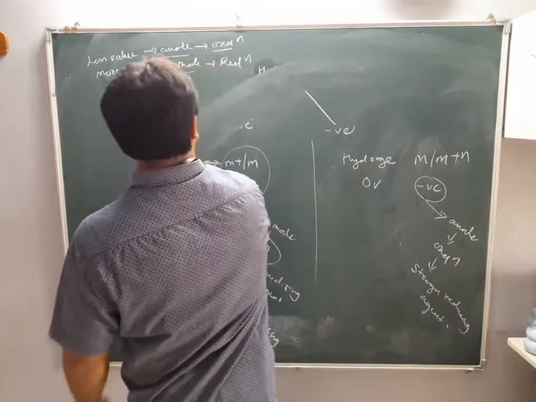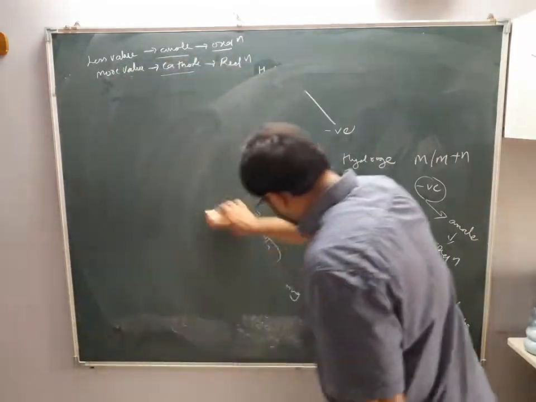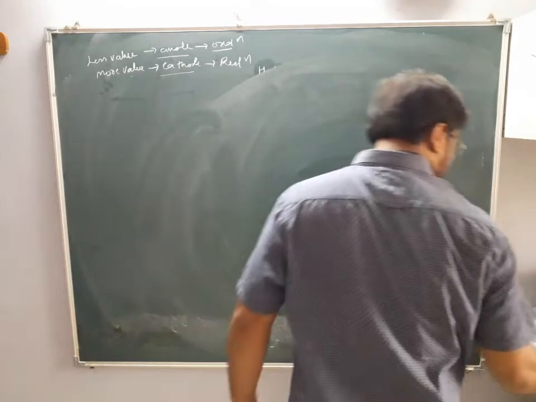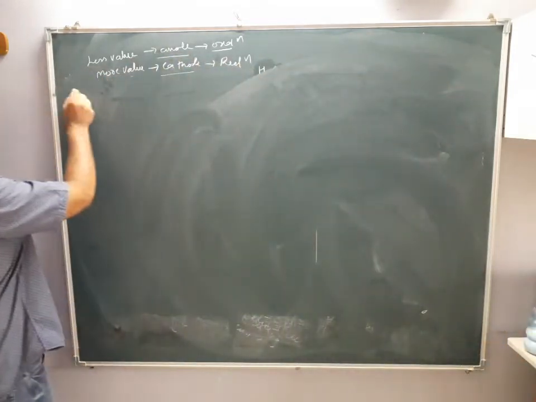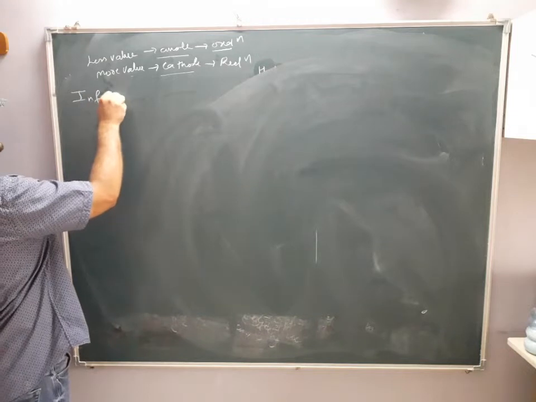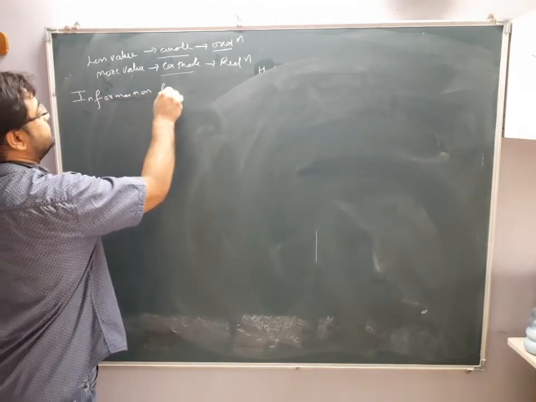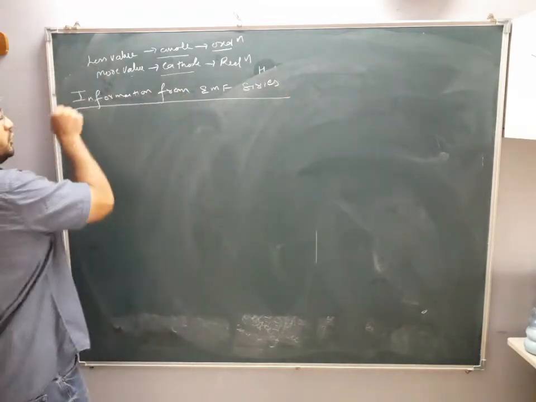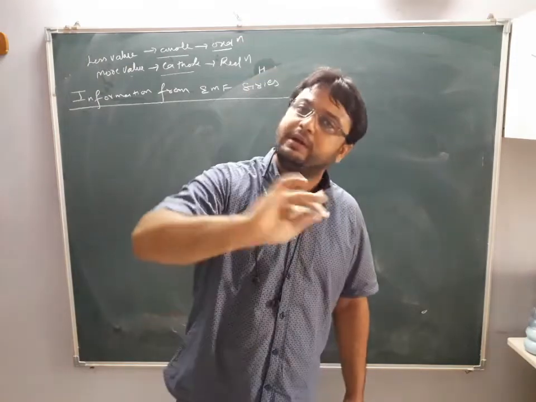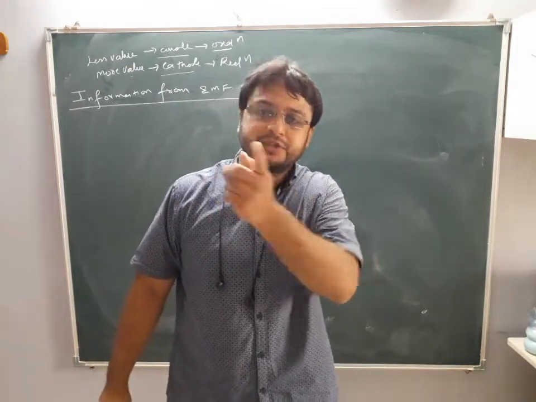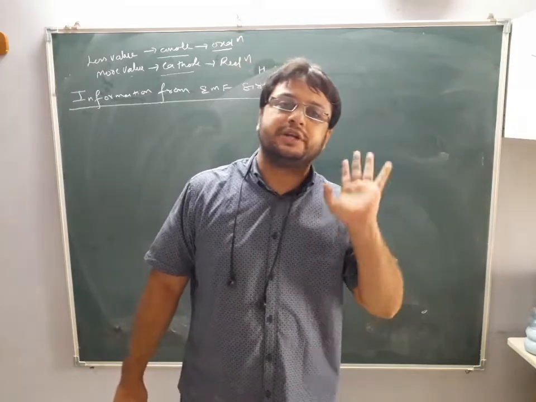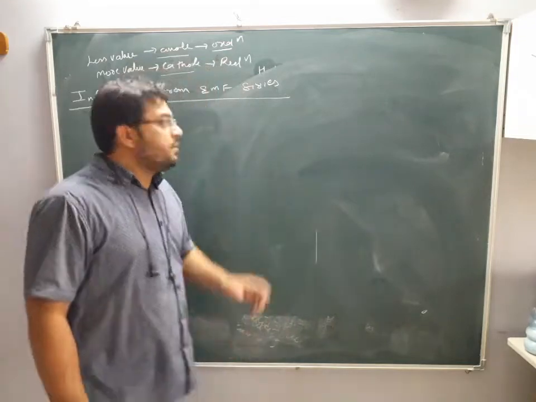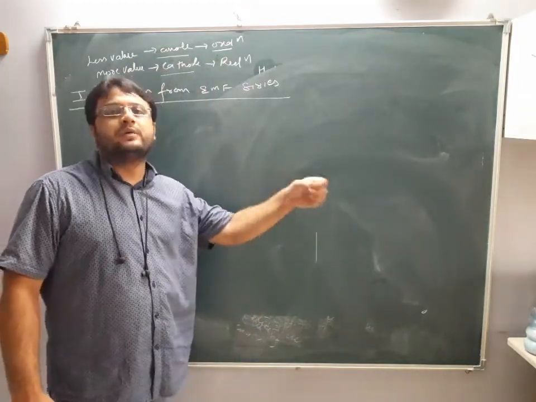Clear this part? Okay. Now we will see a small topic, that is what information can be obtained from the EMF series. That is not an important question, but for your knowledge you should remember. Remember this EMF series value will be given in the question, so you should not mug up these values, okay? This will be given in the question itself. Need not worry. Just remember for hydrogen, how much? 0. Clear? But for other electrodes it will be given in the question.